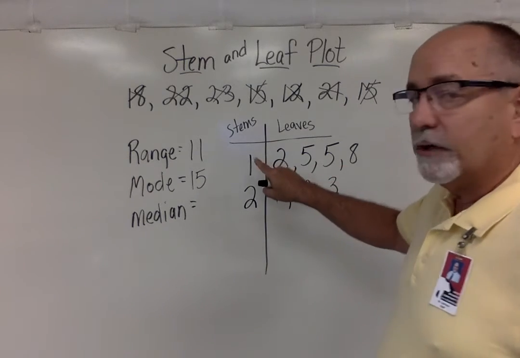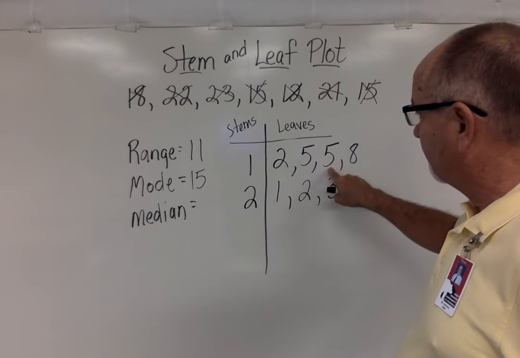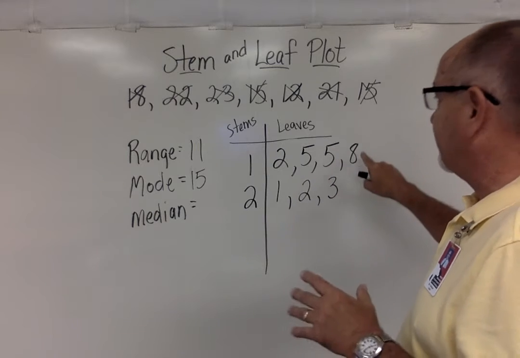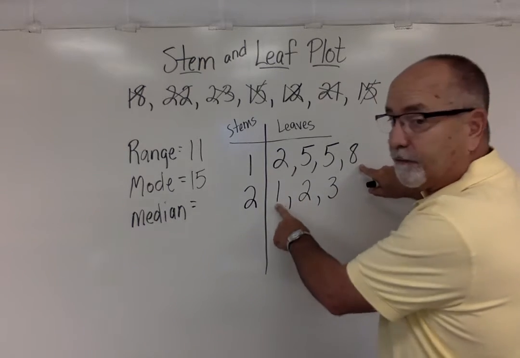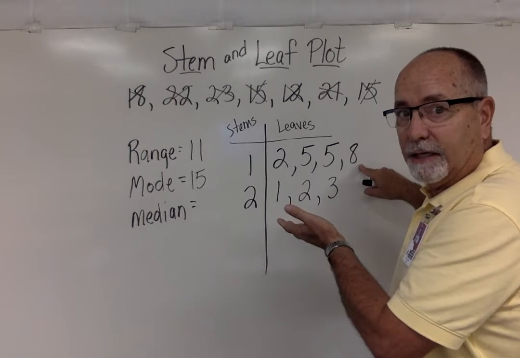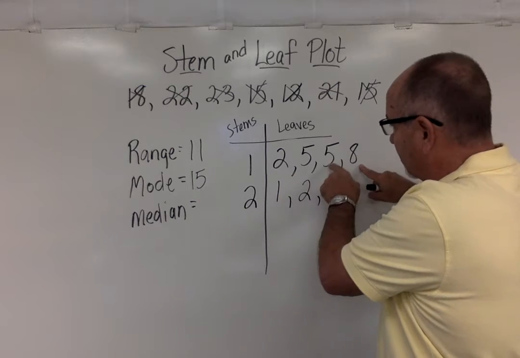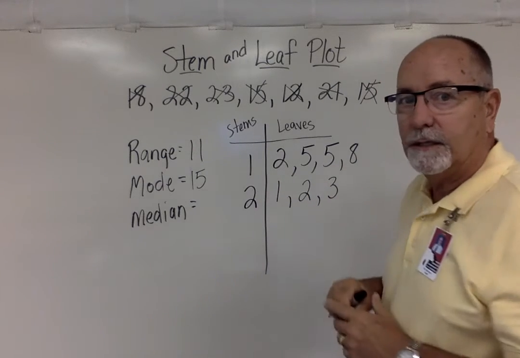So if I count, and always count left to right, top row first, 1, 2, 3, and 0.5 would mean it's that next leaf, because notice there's 3 leaves down here coming from the higher end of the values. So there's 3 at this end, 3 at this end. That means that 8 or 18 is my median.